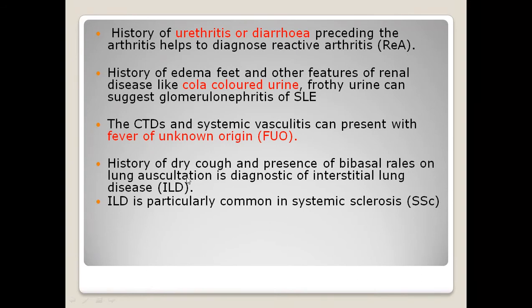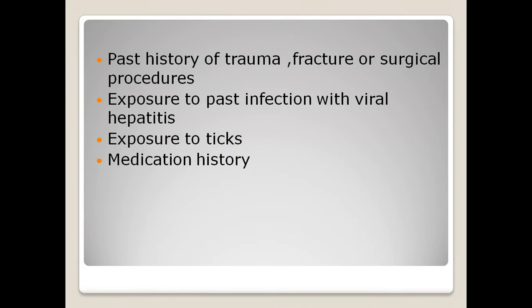Okay. The next is history of dry cough and presence of bibasal rales on lung auscultation. So interstitial lung disease, which is actually a chronic disease, in this patient when you can see the joint involvement along with dry cough, this is a condition you can see in rheumatoid arthritis, whereas ILD is particularly common in systemic sclerosis. In rheumatoid arthritis also you could be seeing this. Later it may lead to lung fibrosis also.